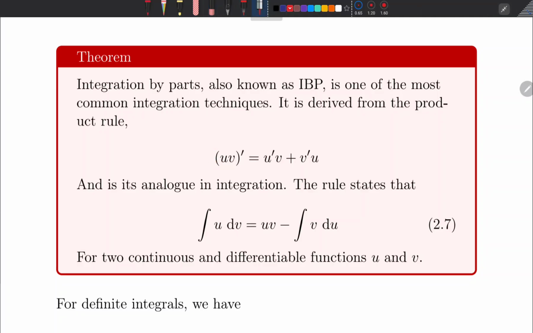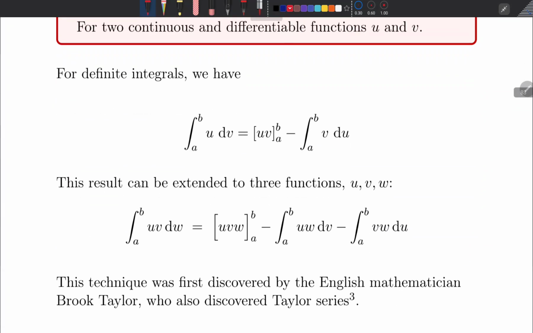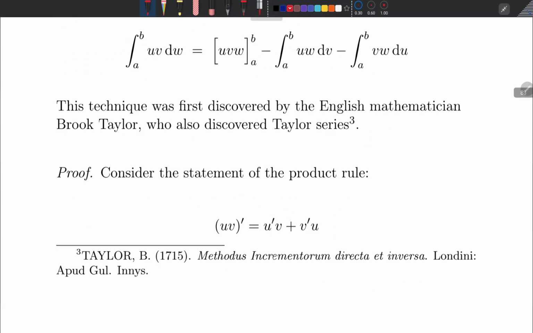Okay, so this is your product rule, right? And now integrating this, basically this, so here it is.